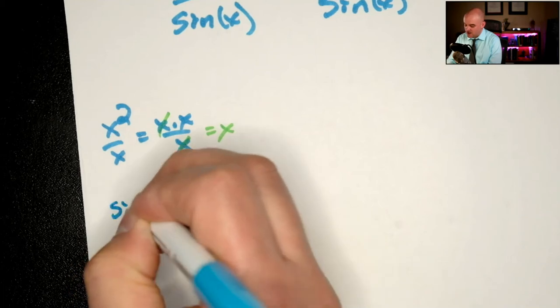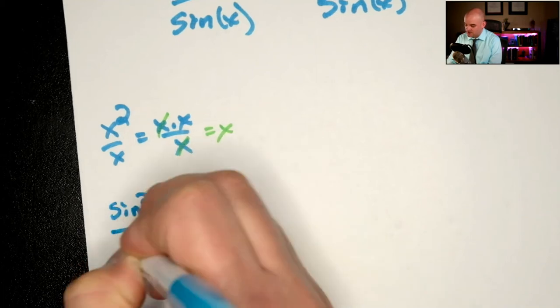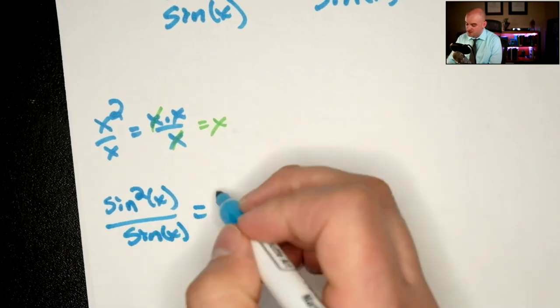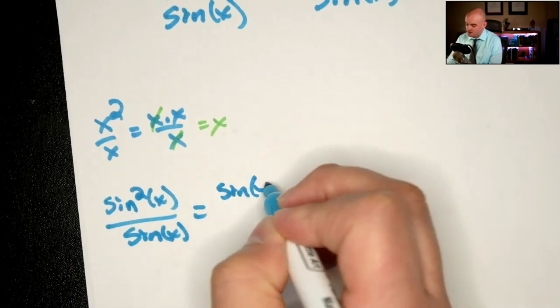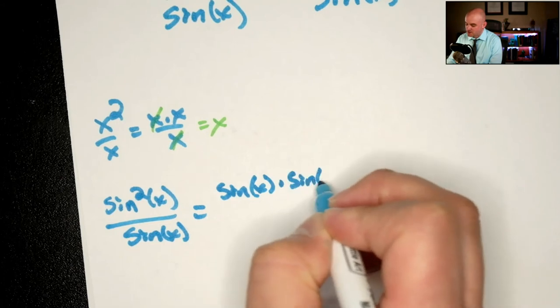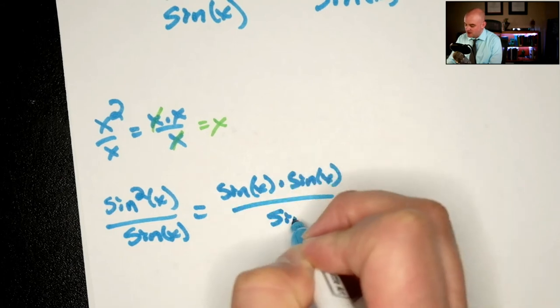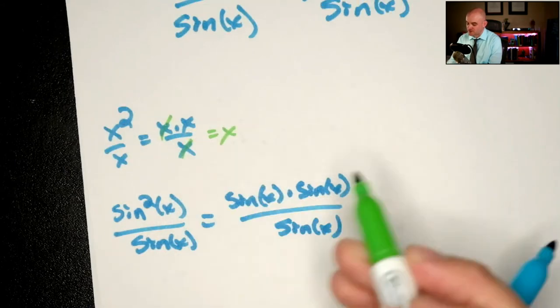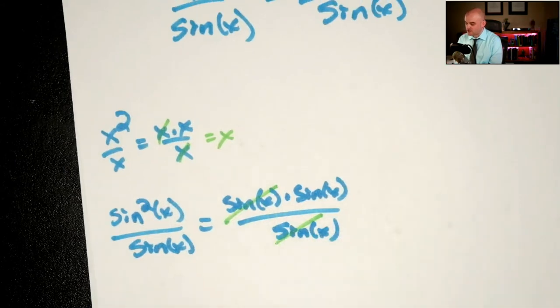If I have sine squared of x over the sine of x, this is the same thing as sine of x times the sine of x, and it's being divided by the sine of x. So just like right here in algebra where we had x times x over x, we can cancel out one of those sines, and I'm left with just the sine of x.